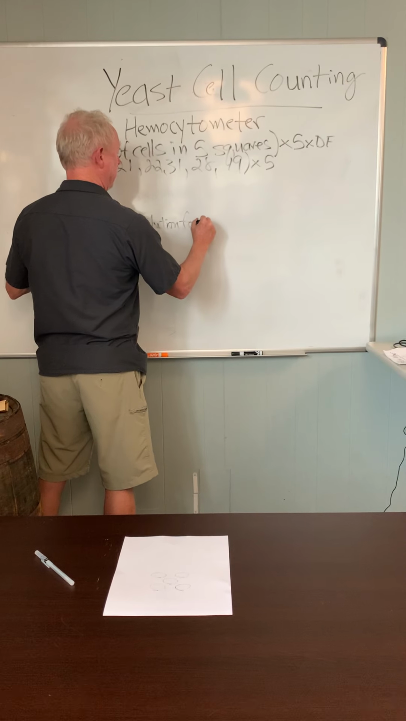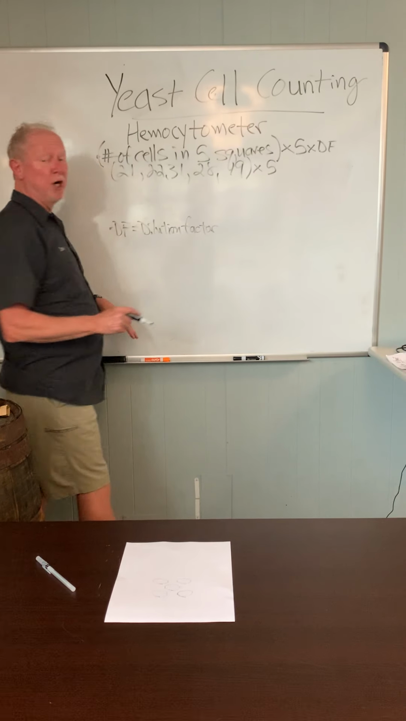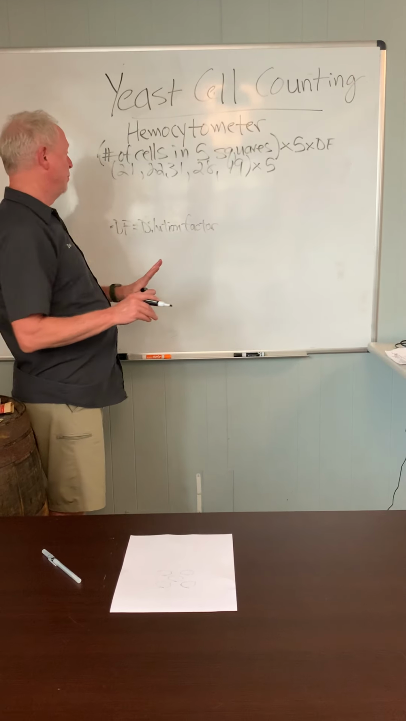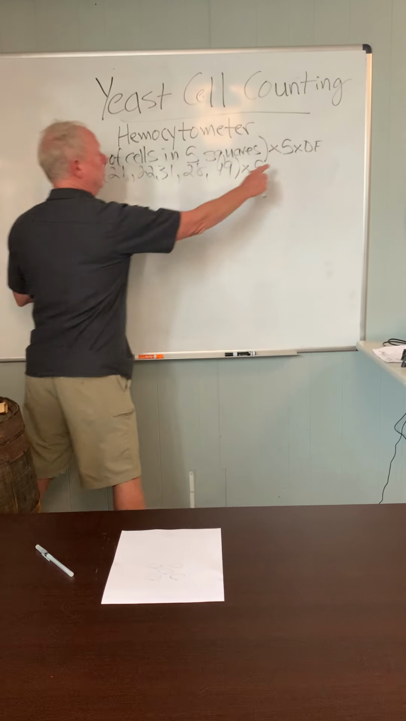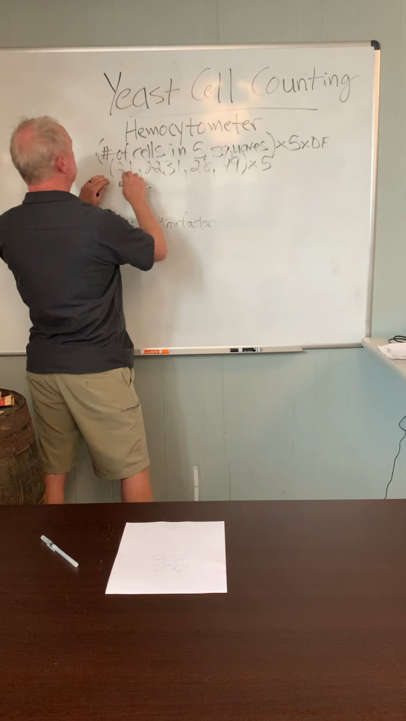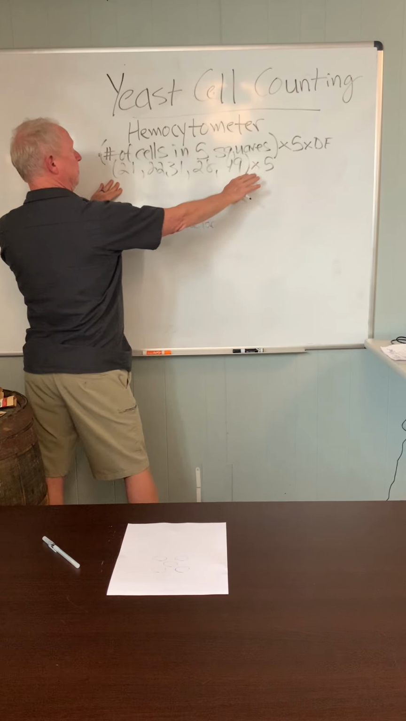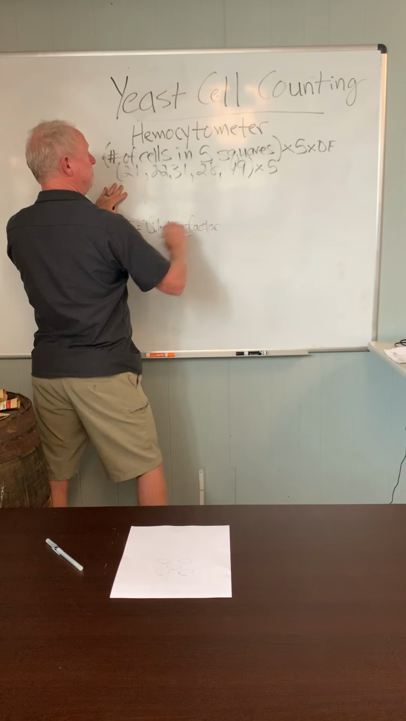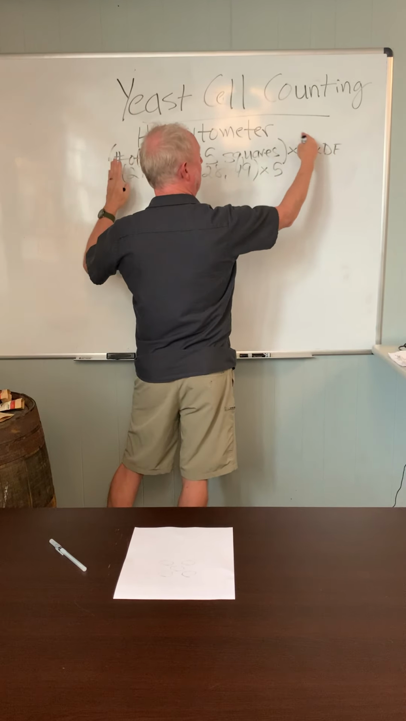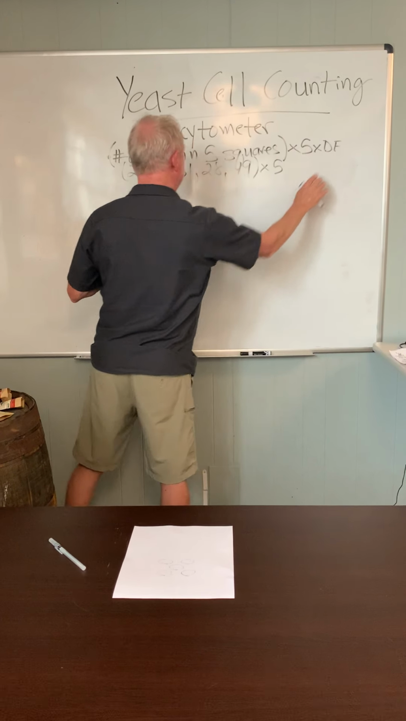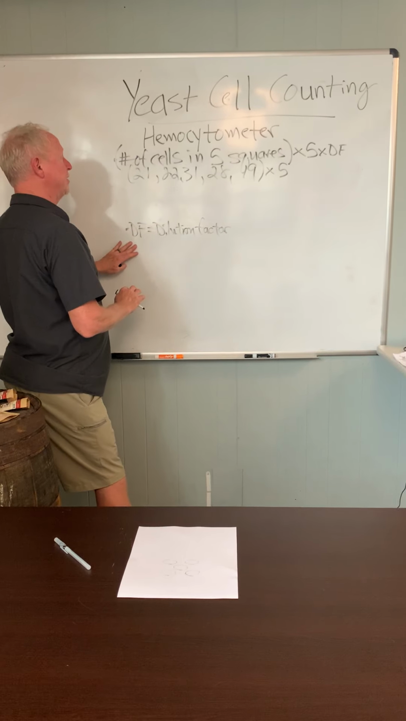We'll talk about that in just a second. But again, when you come here, we'll talk in more detail and it'll probably make much more sense. So DF, we're going to multiply the 5 squares that we counted the individual cells in, multiply that times 5, multiply that then times the DF, and we'll talk about what the DF is in just a second.